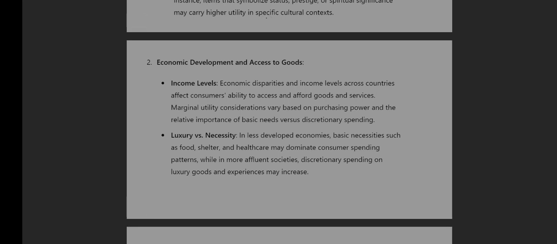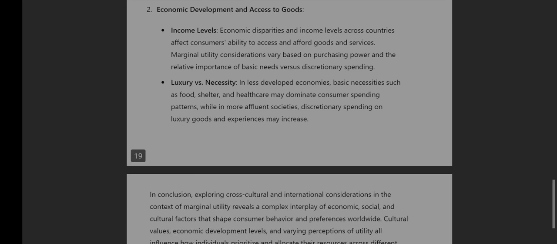Economic development and access to goods. Income levels: economic disparities and income levels across countries affect consumers' ability to access and afford goods and services. Marginal utility considerations vary based on purchasing power and the relative importance of basic needs versus discretionary spending. Luxury versus necessity. In less developed economies, basic necessities such as food, shelter, and healthcare may dominate consumer spending patterns, while in more affluent societies, discretionary spending on luxury goods and experiences may increase.